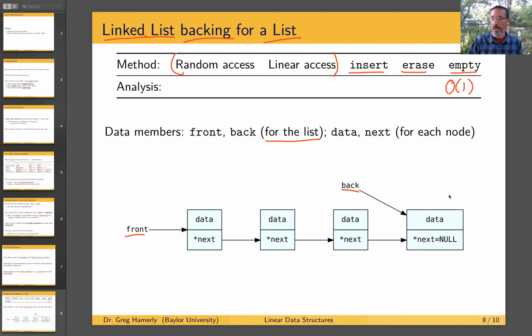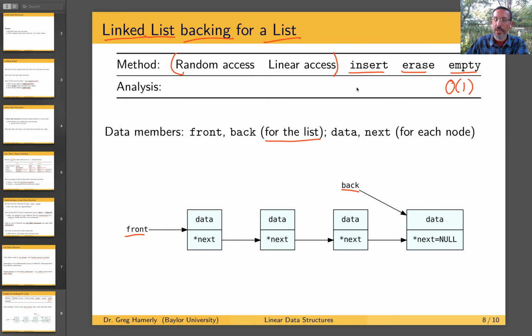Why order one? Because either front is null or it's not, and either back is null or it's not, and we just have to check that. No matter how long the list is, we could have one thing in our list, zero things, or 1,000,000 things, it just takes a constant amount of time to determine if either of those pointers is null. I should also mention, we don't have to have the back pointer here, but it is sometimes convenient to have a back pointer if we want to append things to the back of the list.